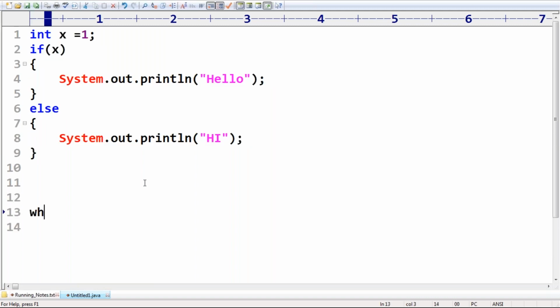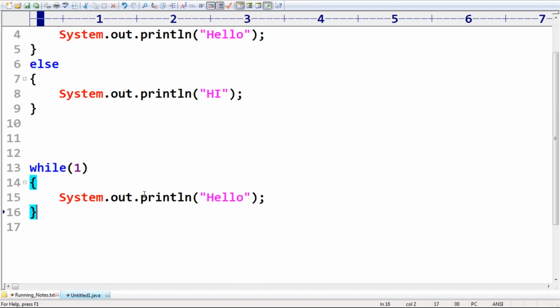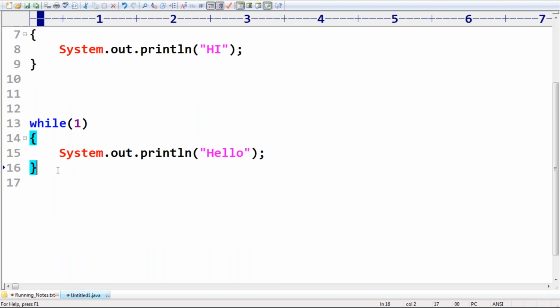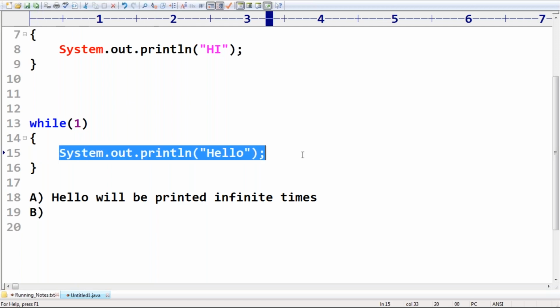Similarly, if I consider, sir, while(1) { System.out.println("hello"); }, a bit dangerous question. While of one, System.out.println of hello. First option, hello will be printed infinite number of times. Because in C language, sir, 1 means true, 0 means false. While true, it keeps on executing, hello will be printed infinite times, or otherwise compile time error.